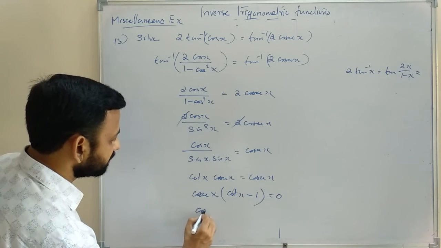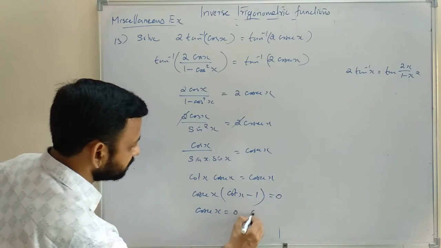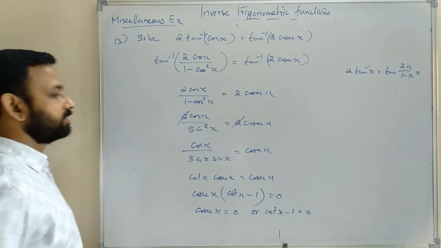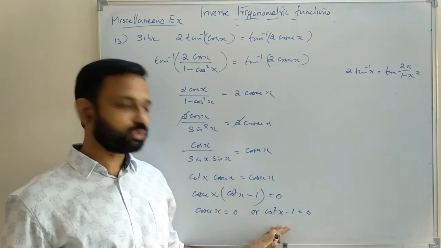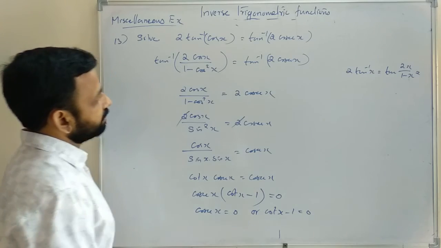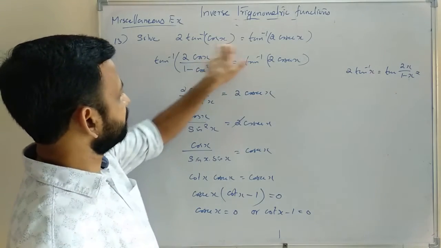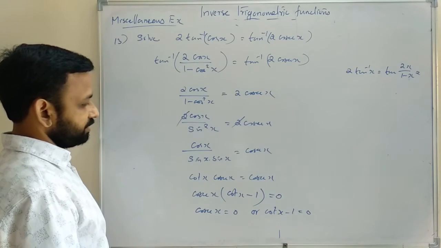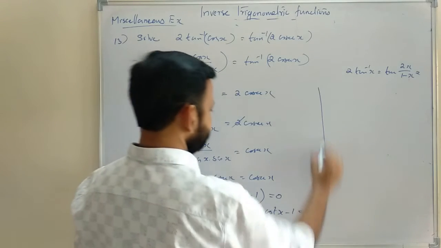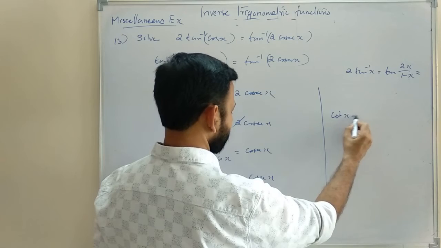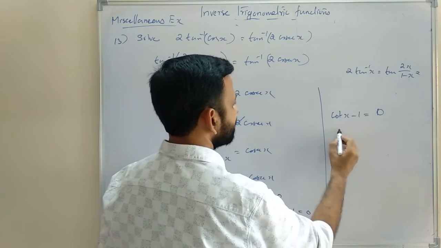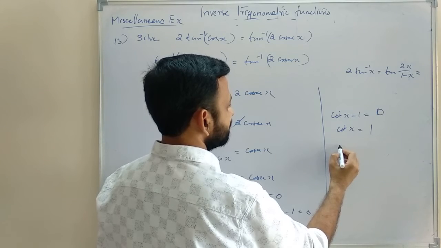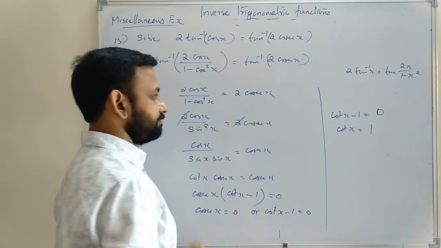Therefore cosec x equal to 0 or cot x minus 1 equal to 0, because their product equals 0. So at least one of them should be 0. And here cosec x cannot be 0, because if cosec x equal to 0, then the entire value will be 0. So we need cot x minus 1 equal to 0. Therefore cot x is equal to 1.